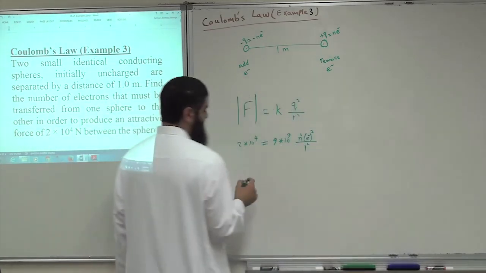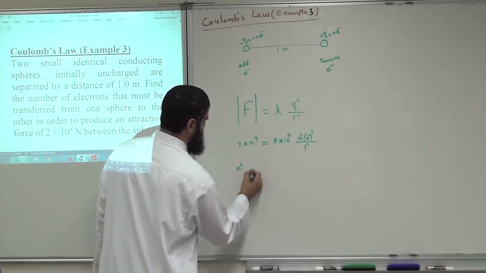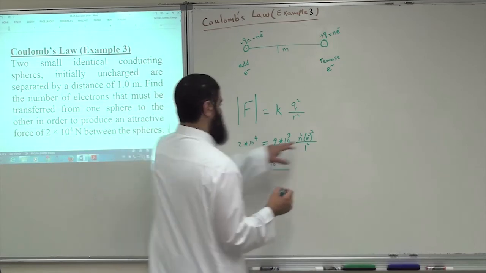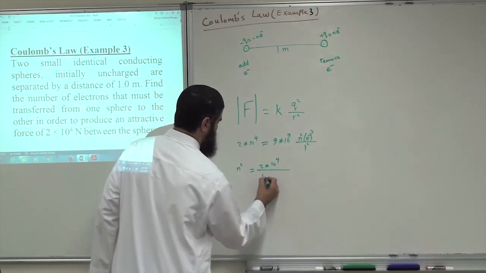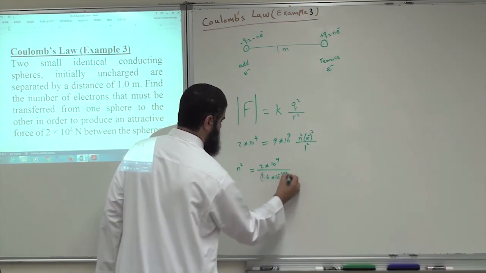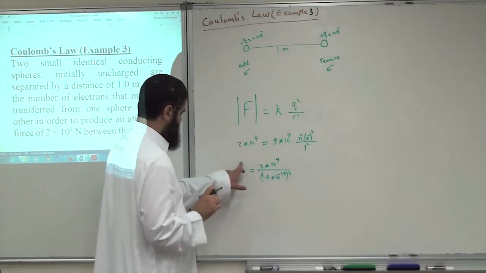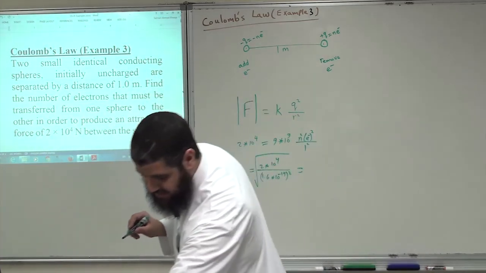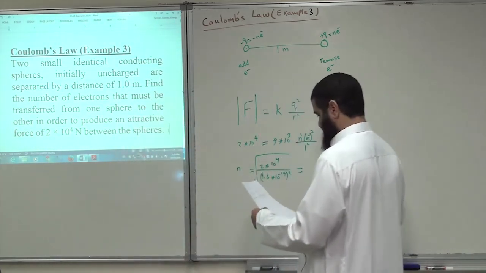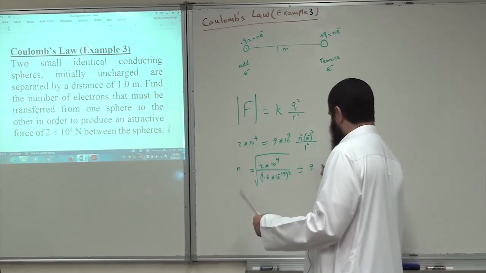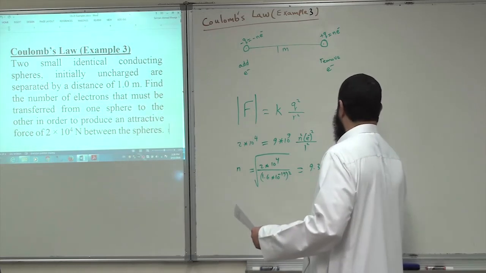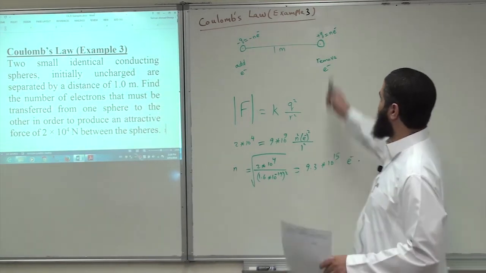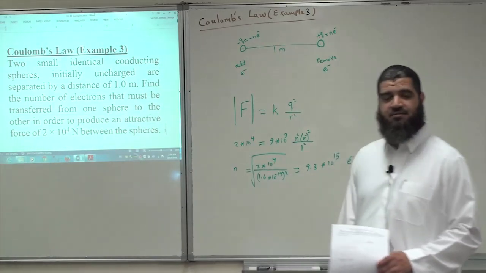And from here, we can get that N squared equals 2 times 10 to the power 4 divided by the charge of the electron squared. So this will be 1.6 times 10 to the minus 19, all squared. But if you would like to find the number, we need to have the square root of all of this, and this will give us the number of electrons, and it is a huge number, which is 9.3 times 10 to the power 15 electrons. Okay, so this is the number of electrons which will be removed from one sphere to the other to give us this attraction force between them. Thank you.